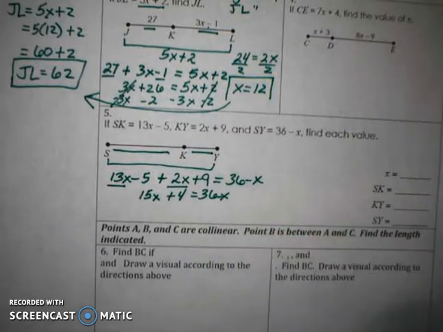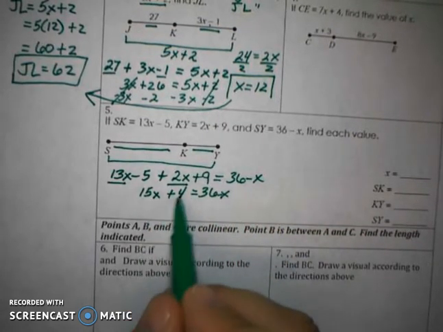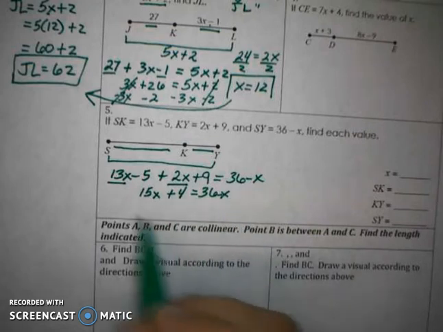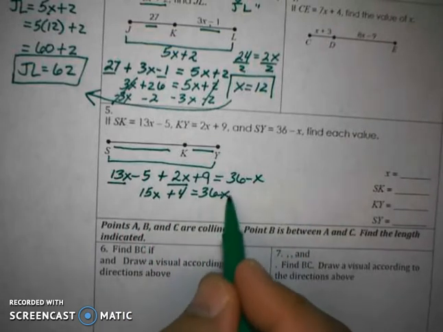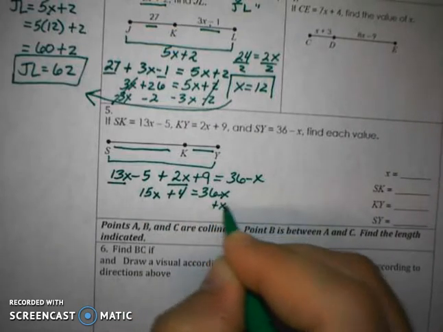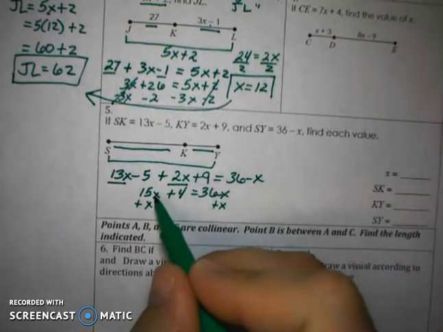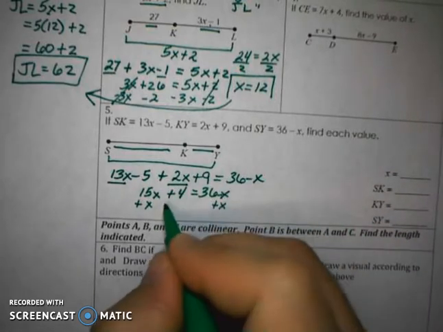Sorry, 36 minus x is what we have there. Now that I've got the variables simplified on each side, I need to get the variable over to one side. Since this minus x is a smaller coefficient than the 15, I'm going to add x to both sides, or add 1x, if you want to think of it that way. And that means I'll need to subtract the 4 from the other side.